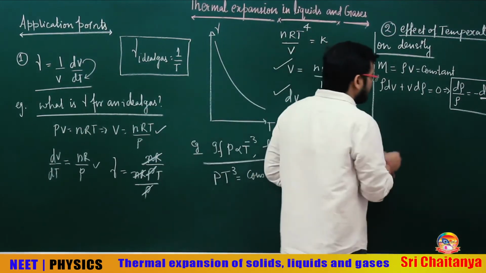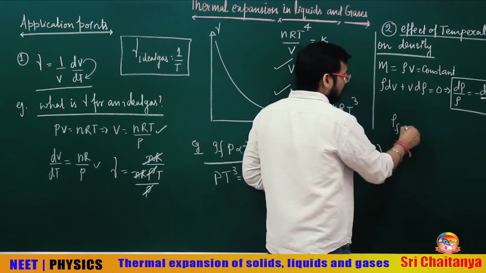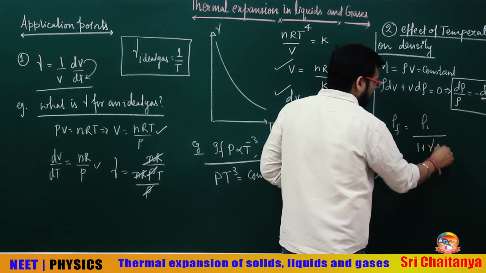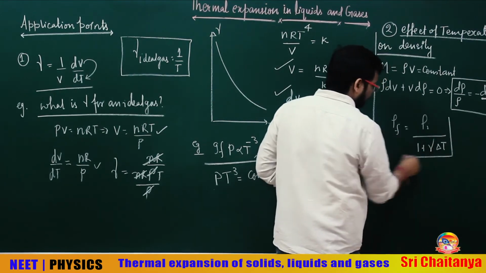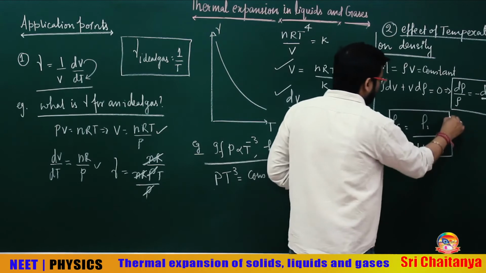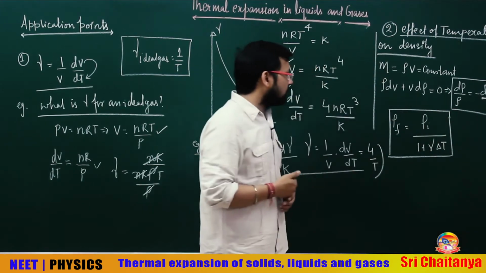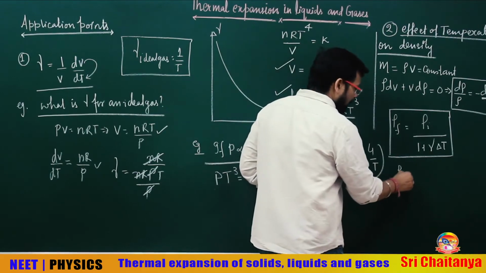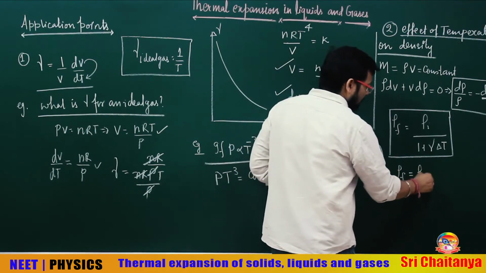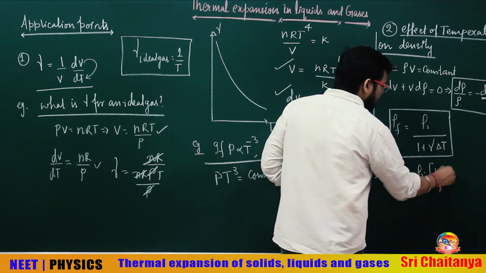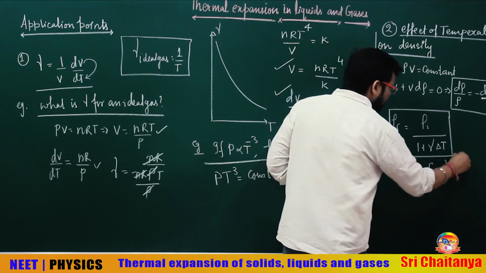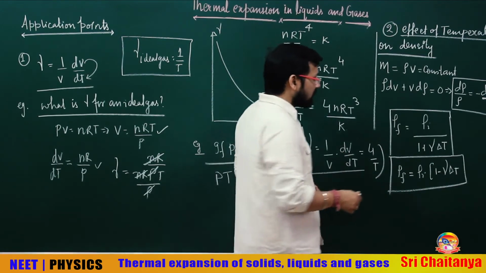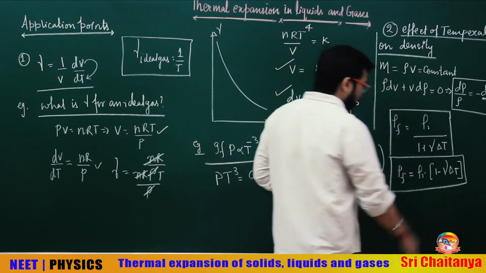So in this way we can write final density is initial density times 1 plus gamma delta T. So basically density decreases with increase in temperature. Here one more thing, at times you will see this equation written like this, rho I into 1 minus gamma delta T. You might see this equation written like this also. Let me tell you, these two equations are not always the same.